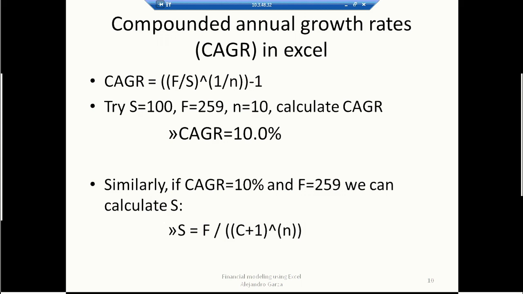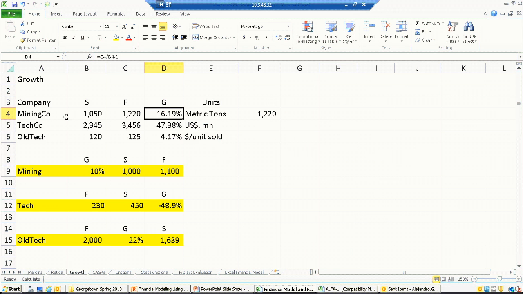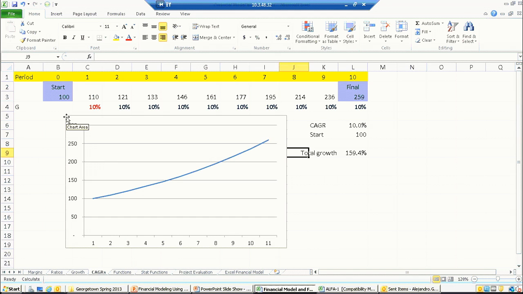Or, the other way around, you can have a starting point, you can have a final point, a growth rate, and derive the starting point based on those numbers. Going back to Excel, you go to the CAGRs tab.